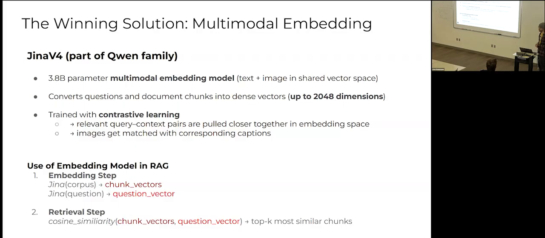And the whole RAG idea is ask a question and then retrieve relevant chunks. So how do we do that mapping between questions and chunks? Any ideas? It's on the board.